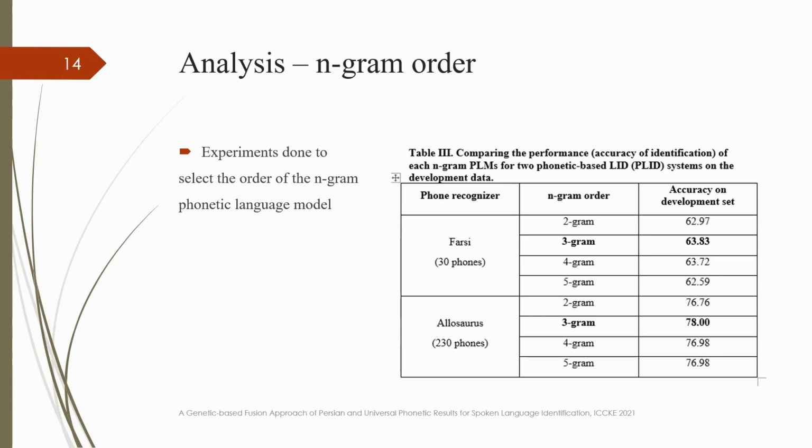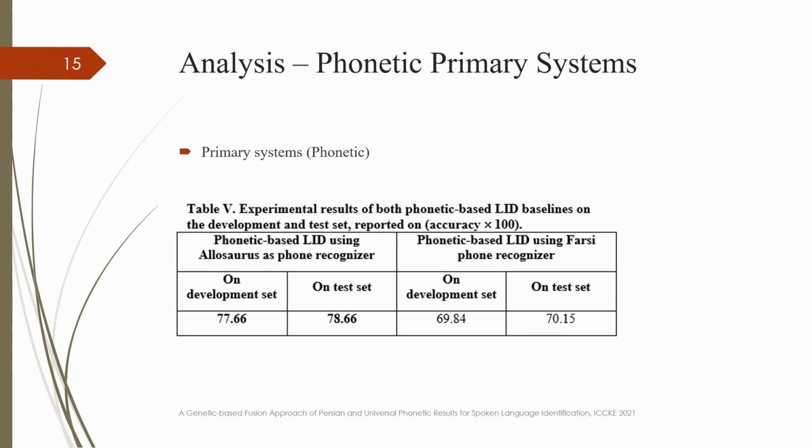Now, after having our optimal weights, we can calculate our proposed genetic-based fusion and other systems' performances. Our first experiment was on the order of the n-grams. For both of our phonetic systems, we select trigram language models because both of them perform better with trigram than other orders of n-gram. The second experiment was to calculate the accuracy of each of our two phonetic-based LID systems. For this experiment, we created a 27-dimensional feature vector from perplexities obtained from trigram language models for each sample, and then we trained a linear SVM classifier using these feature vectors.